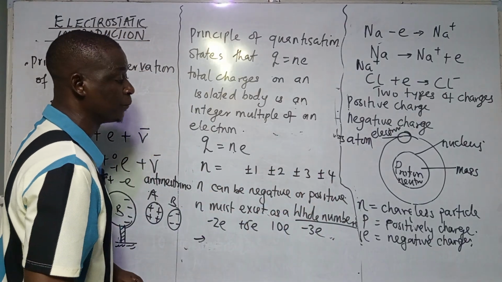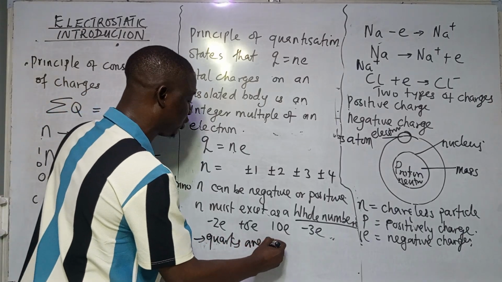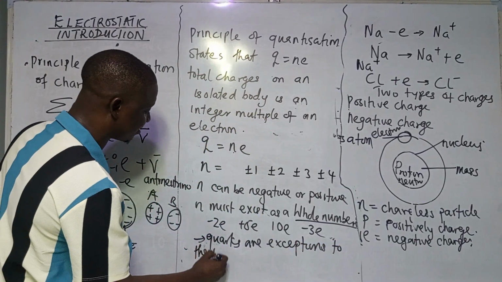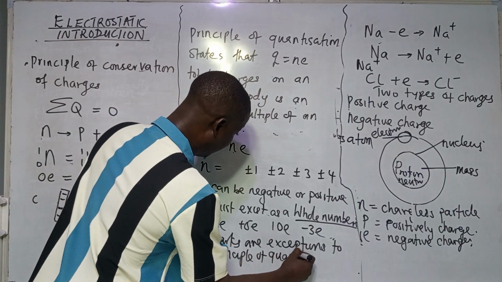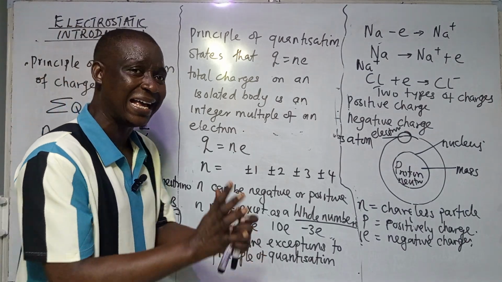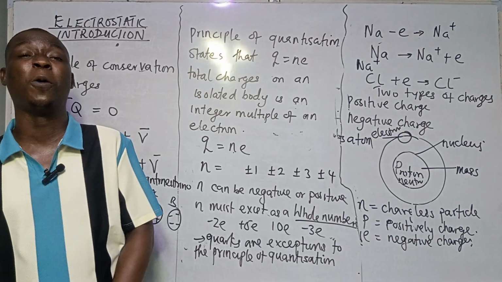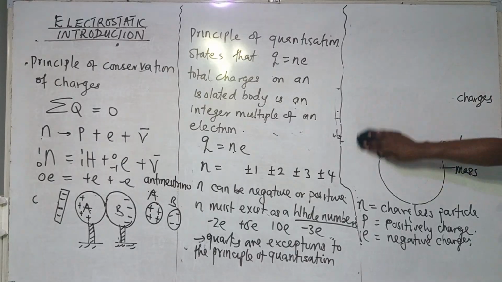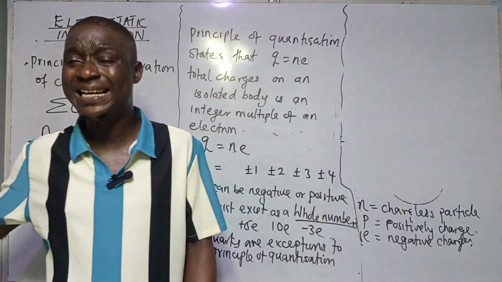In fact, that removes quarks. Quarks are exemptions to the principle of quantization. Please take note of that. So if they ask you why quarks are exempted from this principle, it's because quarks do not exist as a whole number in nature.